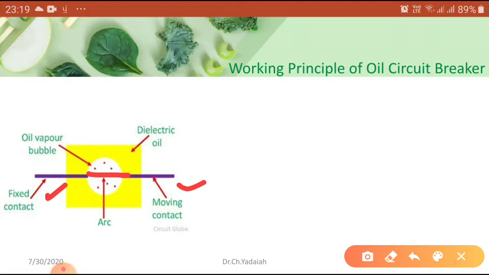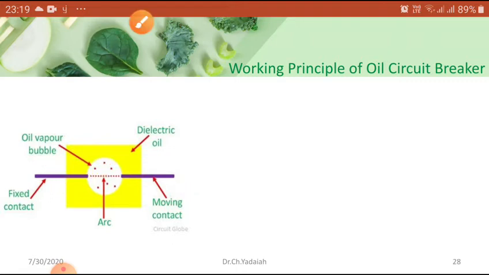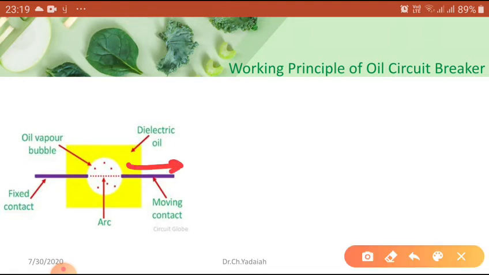During normal operating conditions, the contacts of the oil circuit breaker are closed and carry the normal current. Whatever current is coming simply flows, no arc, no problems. When a fault occurs in the system, the contacts of the breaker move apart and an arc is struck between the contacts. Now the problem occurred. The moving contact moves in this direction. So what is happening? Here the dotted line shows the arc developed.